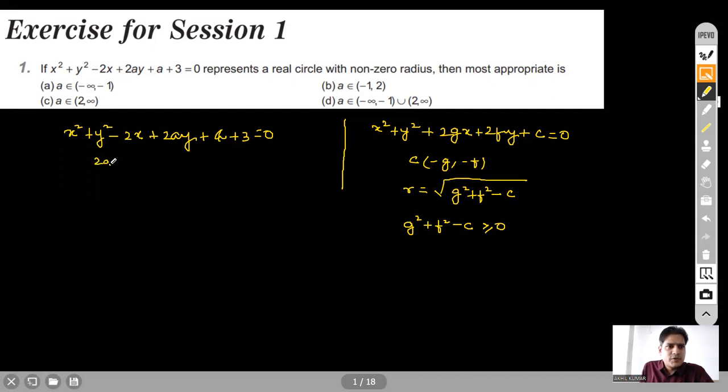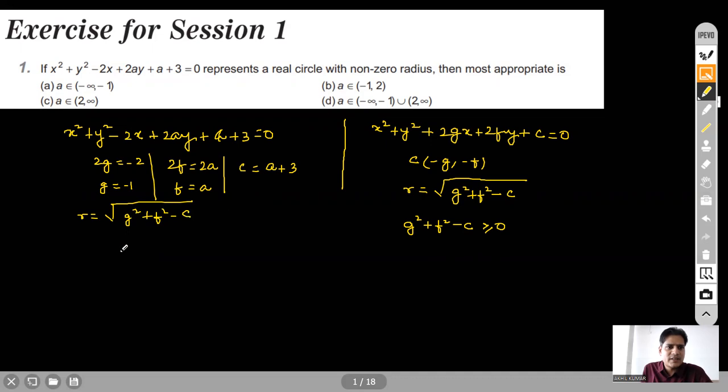So from here we can see 2g is equal to minus 2. That gives g is equal to minus 1. Similarly, 2f is equal to 2a. We are comparing this equation with the standard equation of circle, right? So from here we get f is equal to a. Now, what is c here? C here is a plus 3. Okay. So from here we can say, what will be the radius? The radius will be under root g square plus f square minus c. Now, putting the value of g, f, and c here, we will get under root, g square is nothing but 1, f square is a square, and minus a minus 3.